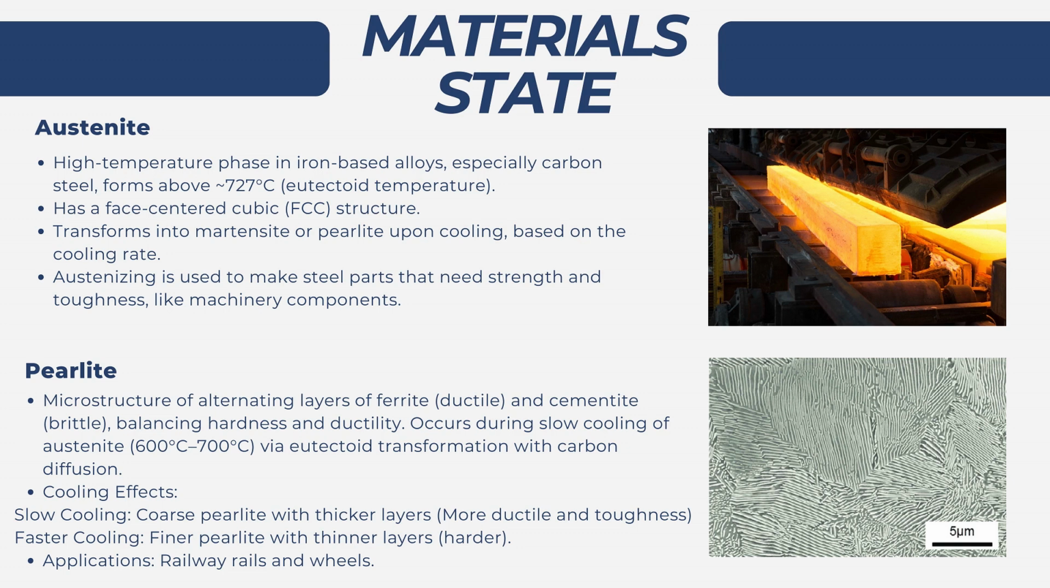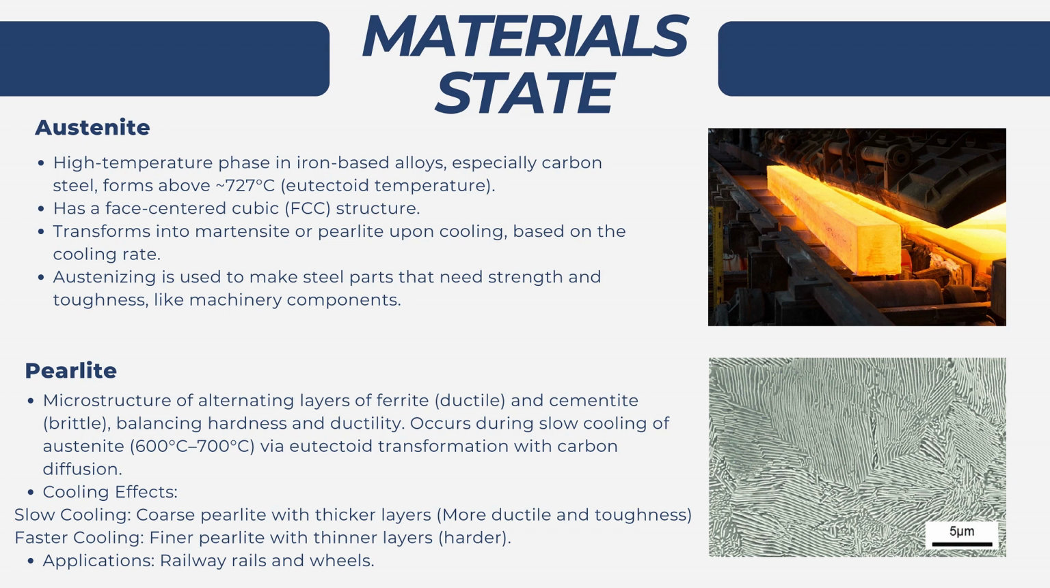Moving on to perlite. Perlite is a microstructure composed of alternating layers of ferrite and cementite, which balances hardness and ductility. Perlite often occurs during slow cooling of austenite via eutectoid transformation with carbon diffusion, which happens around 600 degrees Celsius to 700 degrees Celsius.